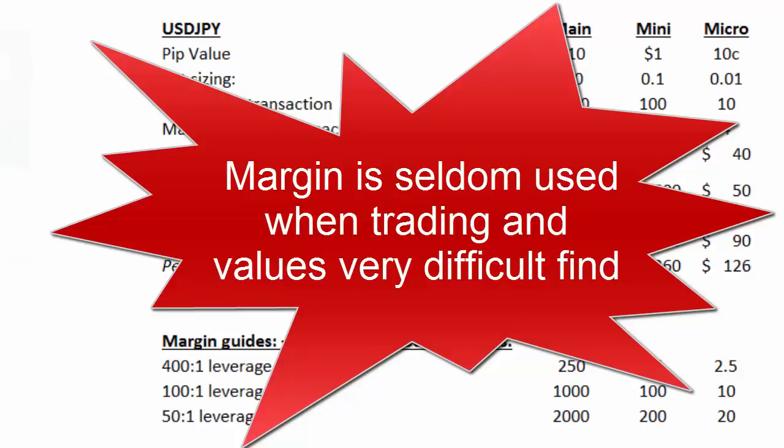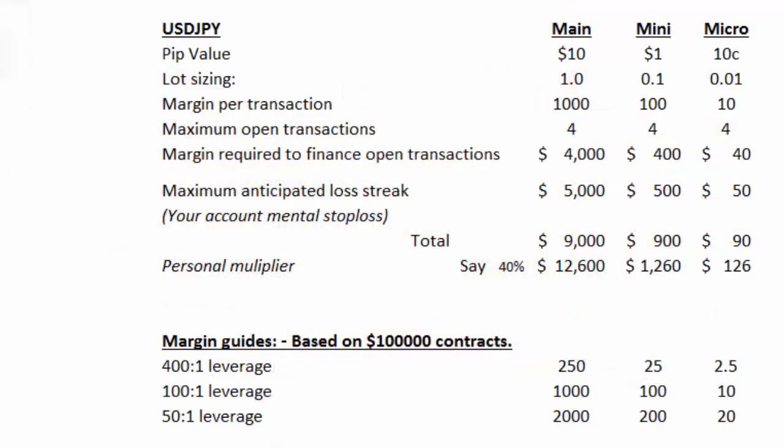So I'm going to just show you very quickly a bit more about margin. A general guideline for margin is the following. If you're getting 400-to-1 leverage and your broker's using a $100,000 contract, I know this gets a bit technical, but you need to know these things. Your margin requirement is going to be $250 or $25 or $2.50, depending on what kind of account you're using. But if you get 100-to-1 leverage, it's going to be $1,000, $100 and $10.